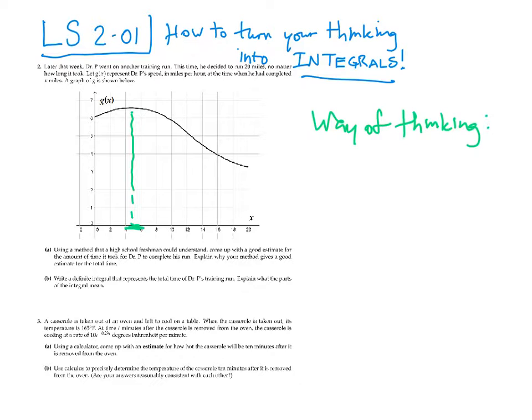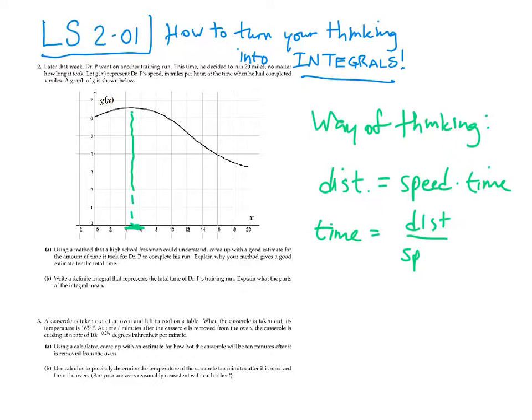So if I know how far I'm running, and I know how fast I'm running, I know that I can figure out how long it took me to run that interval, because I know from high school algebra that distance equals speed times time, which means if I'm interested in finding time, then I can solve that equation and get that time equals distance over speed.